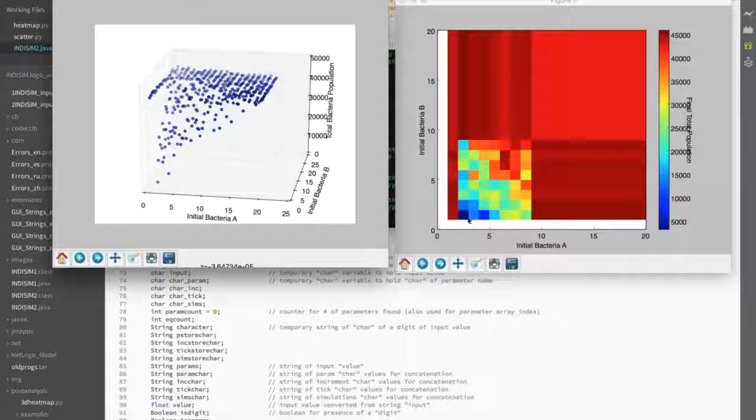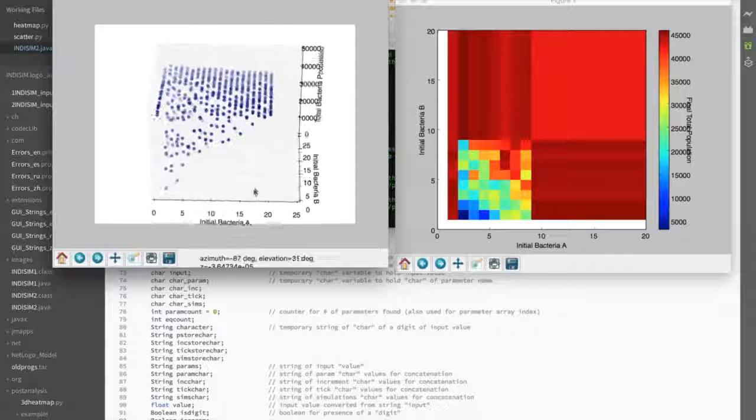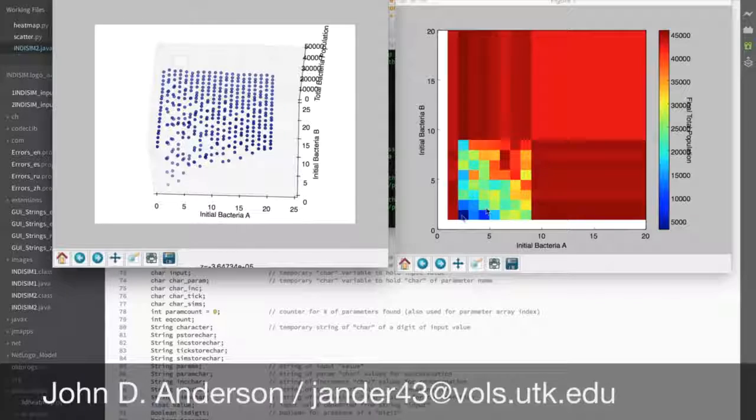Starting in this range right here are the lowest values in this data, where initial bacteria A is right around somewhere between 2 and 5, and initial bacteria B is in that same small range. And so if you go in either direction, eventually it increases in either direction of either one. It increases. Very interesting stuff.